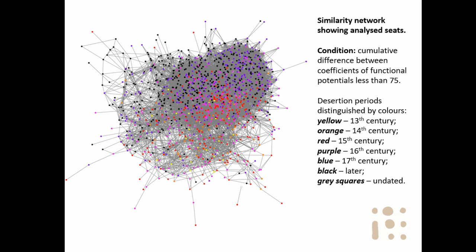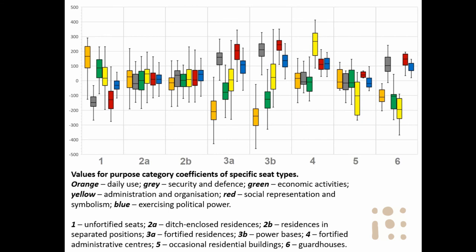This network analysis uses the similarity based on the share difference between the coefficients I derived. And as you can see clearly, there is again some chronological trend in the graph, because the colors mark the chronological aspect. And of course, it might as well be used to derive some typological groups for the seeds, where it is possible to test how similar or different those typological groups are in terms of the functional potentials or purpose categories they've defined.